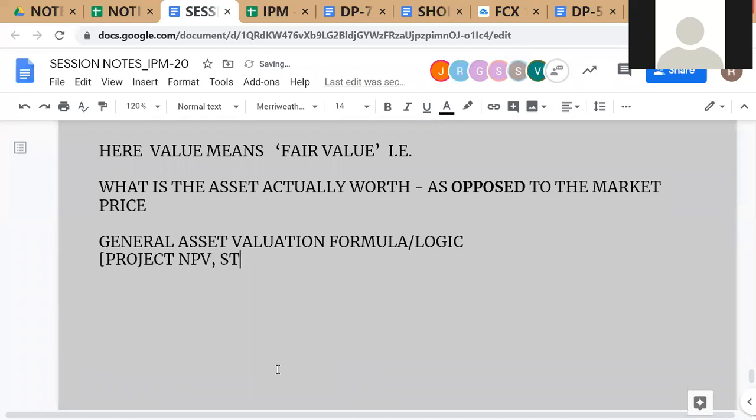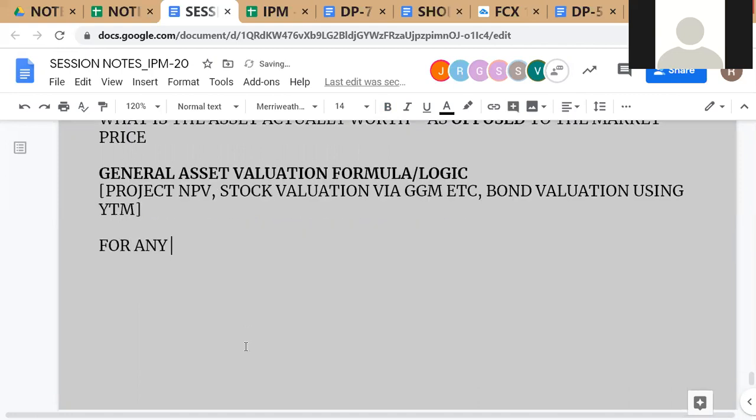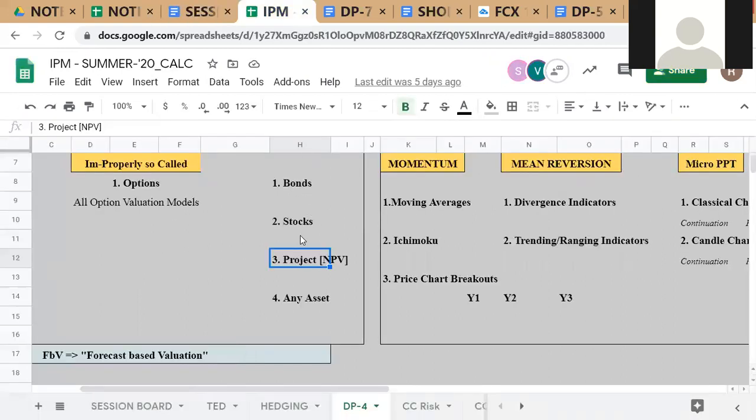Project NPV, stock valuation via the Gordon growth model, etc. All this that you've done. Bond valuation, which you have done through YTM, etc. YTM is the yield on the project, but in that the fair value of the project is also included. So what you're doing here is trying to understand that you have used a general asset valuation formula or logic, and here's how it goes. For any asset, you should be able to see the commonality between these: they are not different. They're all the same structure, the same framework applied to different assets.